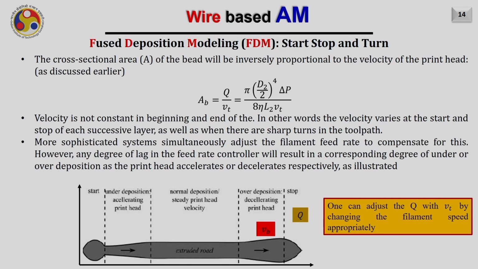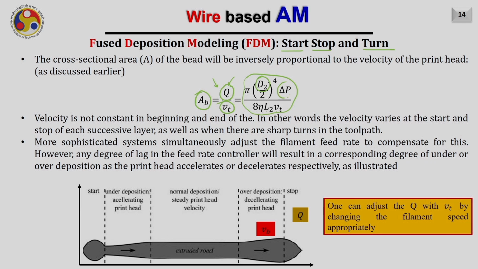Now let us try to understand what happens when the nozzle starts, stops and takes a turn. The cross-sectional area A of the bead can be easily obtained by using this formula, which says A_b equals Q, the volume flow rate, divided by the velocity of the head. We have already seen this. As a result, your formula will be like this: pi d to the power 4 delta P divided by 8 eta L2 V t. Now we can observe a few things here. d is constant because the diameter of the nozzle is not changing.